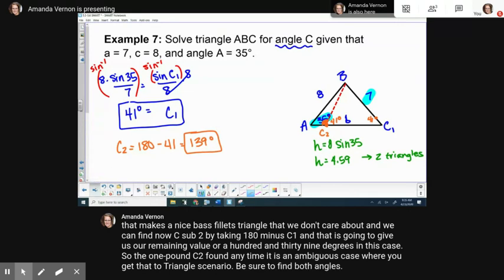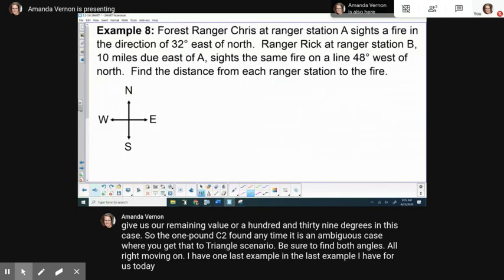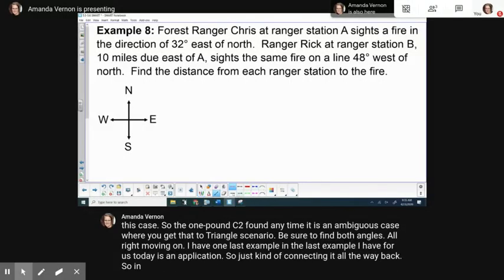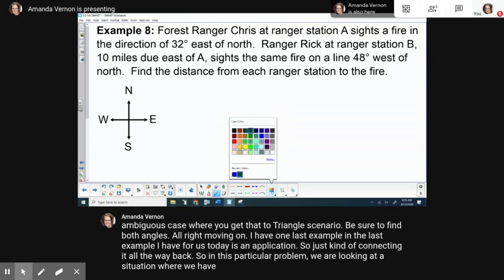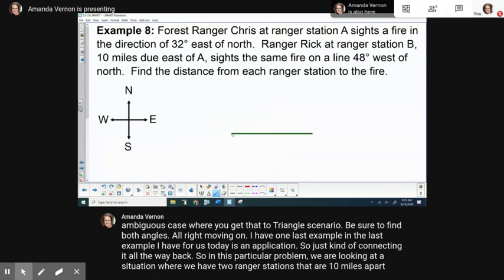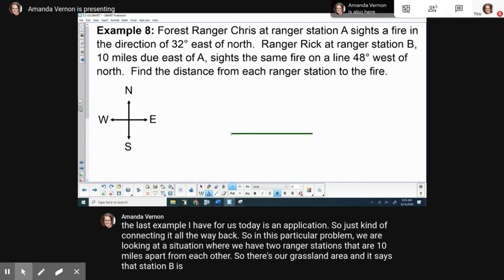All right, moving on. I have one last example, and the last example I have for us today is an application. So just kind of connecting it all the way back. In this particular problem, we are looking at a situation where we have two ranger stations that are 10 miles apart from each other. So there's our grassland area, and it says that station B is due east of station A.